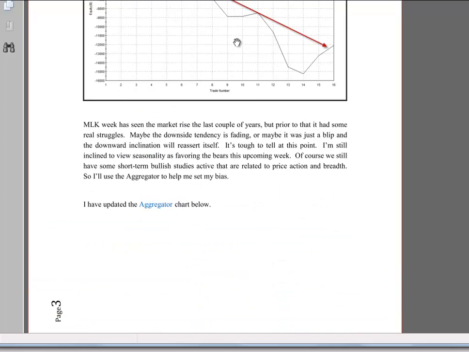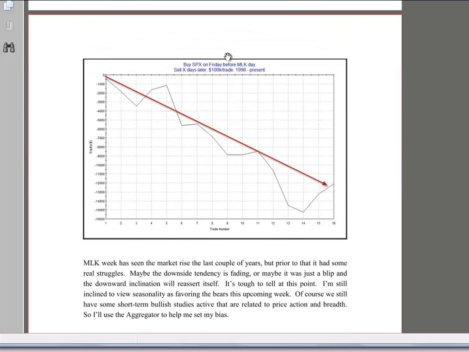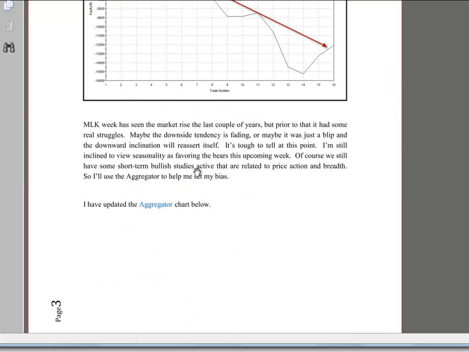I may have one study. There's some nights I don't have any. Some nights I have 5, 6, or 7 studies, depending on how extreme the market action is and how many things are triggering.